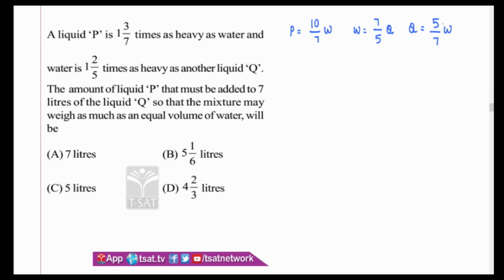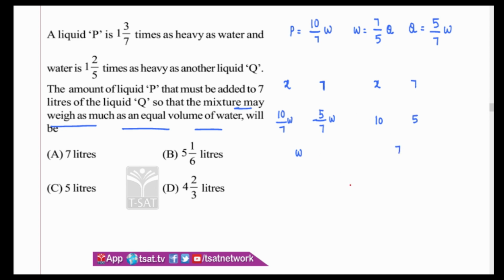How many liters of liquid P must be added to 7 liters of liquid Q so that the mixture may weigh as much as an equal volume of water? Now what is A1? It is 10/7 of W. Liquid Q is 5/7 of water. It should be equal volume of water, meaning W. Now multiply everything by 7 by W. W gets cancelled, you just multiply it with 7. So what are you going to get? X and 7. This is 10, this is 5, and it's going to be 7.